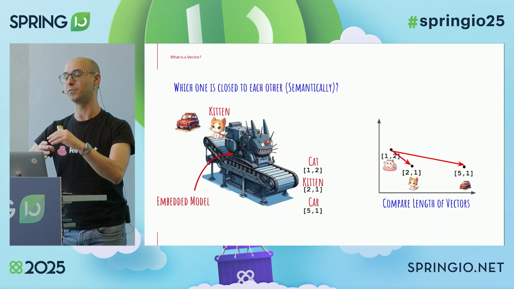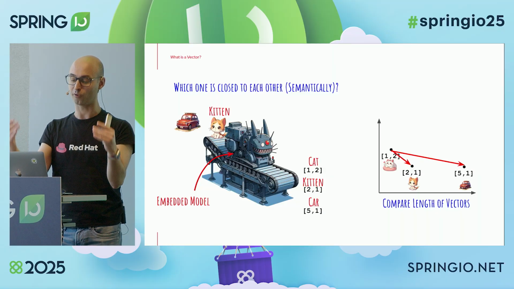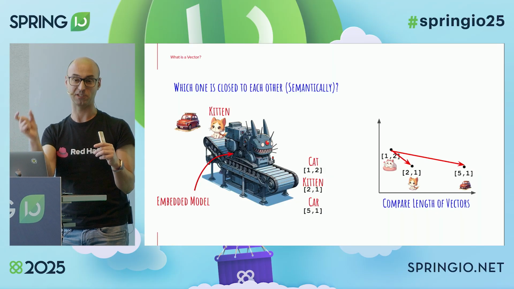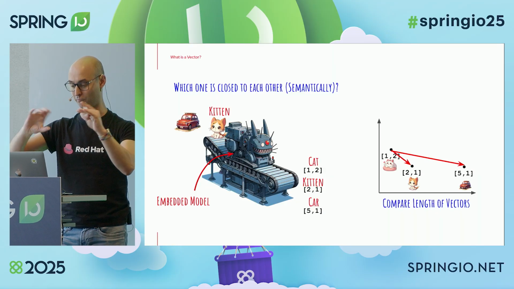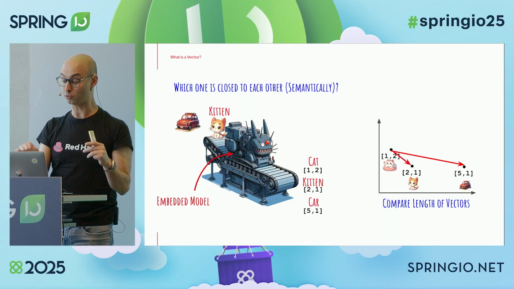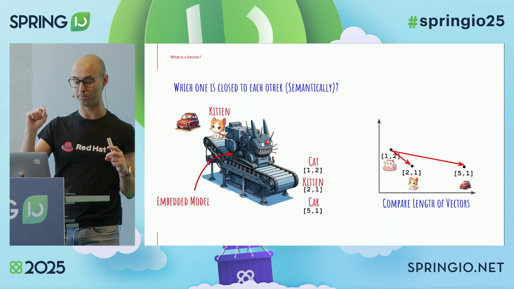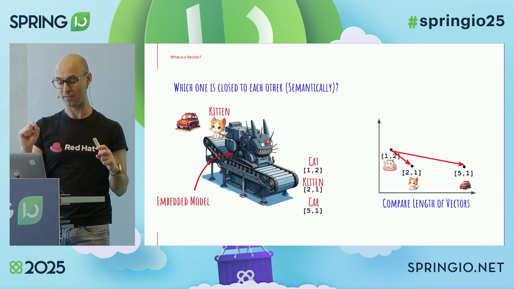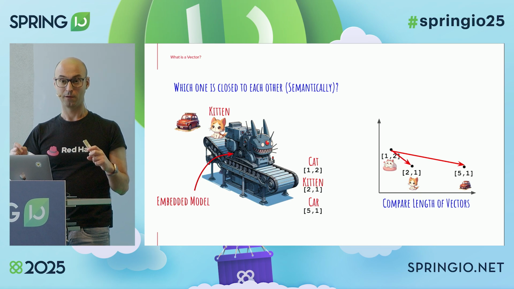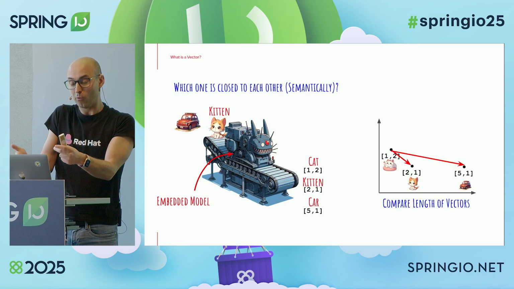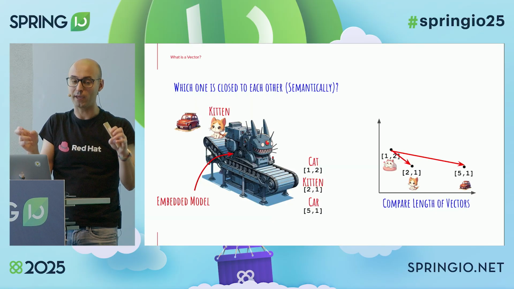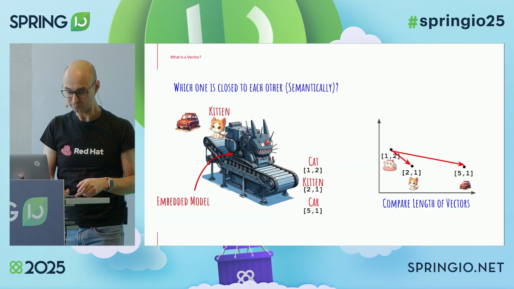But there are a lot of different algorithms to calculate this distance. Let's assume that we've got one way of calculating this length. And now you see that the length of the vector from cat to kitten is shorter than cat to car, which means that now we've got a semantic way of comparing strings.